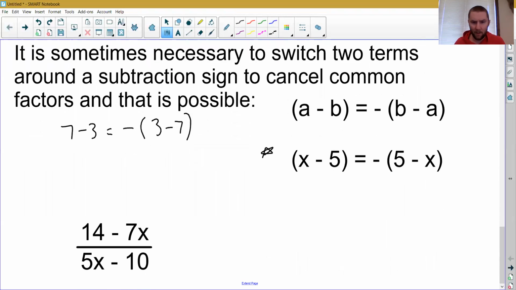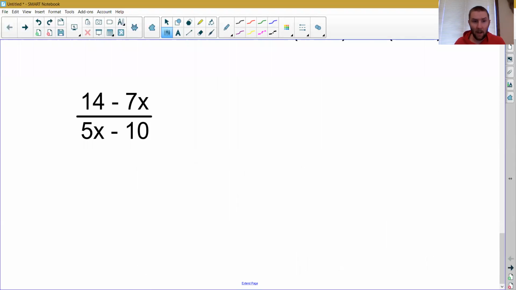So for example, here's an example that I can simplify. I have 14 minus 7x over 5x minus 10. Remember that step number 1 is to factor everything I possibly can, right? Neither of these are quadratics. They're both just linear expressions that have a common factor that I can factor out or undistribute. So 7 can be factored out of this top expression, right? The numerator can both be divided by 7. 14 divided by 7 is 2, and 7x divided by 7 is just x.